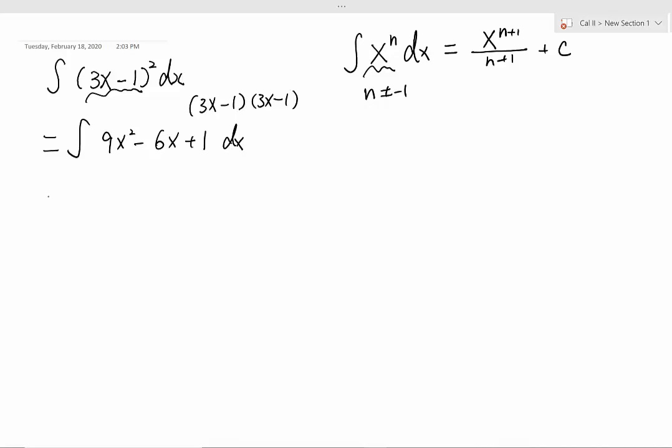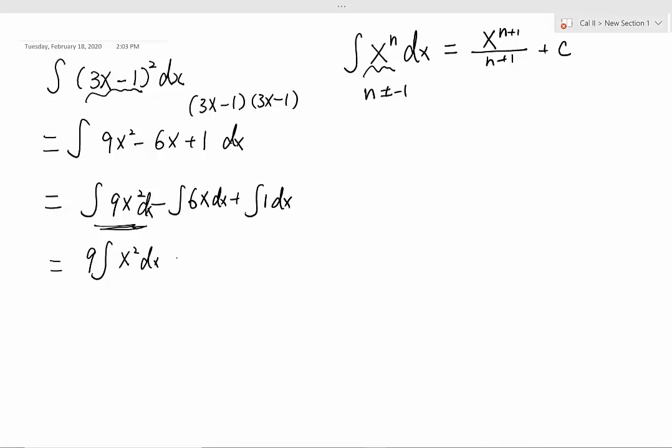So now we can give each term integration. Now we double check. For my first term, I have 9 in front times x squared, of course following the formula. The 9 I will put in front because it's a constant. I'm going to do the same for the second term, which I put 6 in front. I have x inside. The last one is a constant 1. I will leave it first.